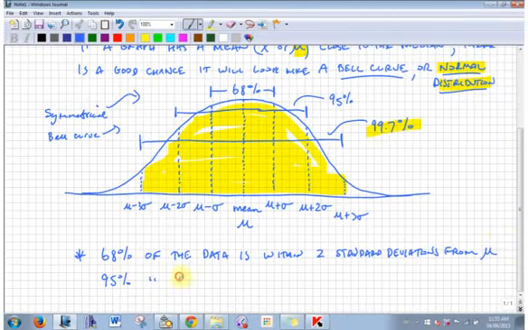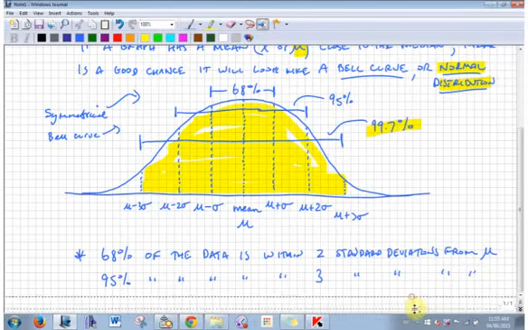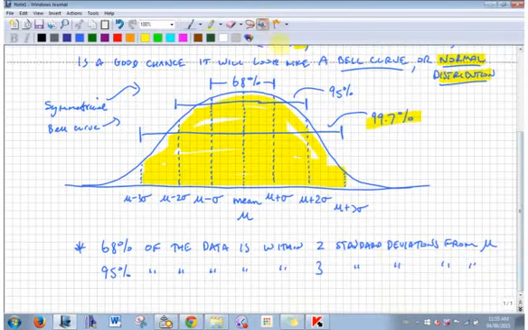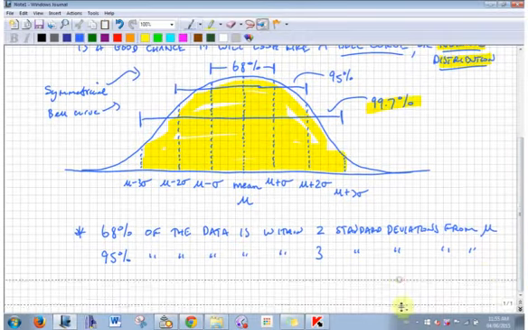95% of the data is within 3 standard deviations from mu. I know some of you are stretching your necks. I'm trying to make this as big as possible. There we go.